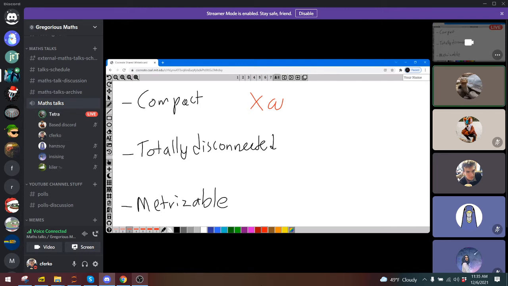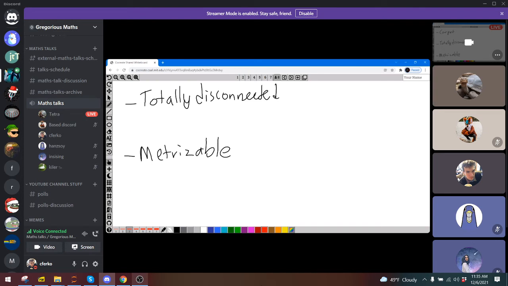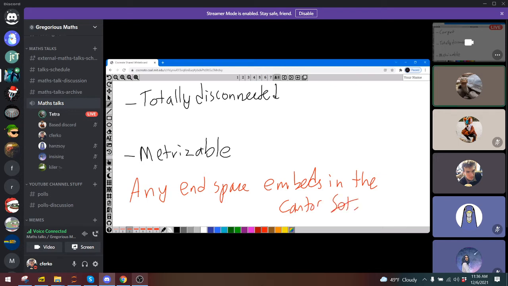It's totally disconnected, essentially, because you can always find finite type subsurfaces which will distinguish between your ends. And it's metrizable because it actually turns out that any end space of an infinite type surface, or just of a surface in general, embeds in the Cantor set. And specifically, this is a closed embedding.